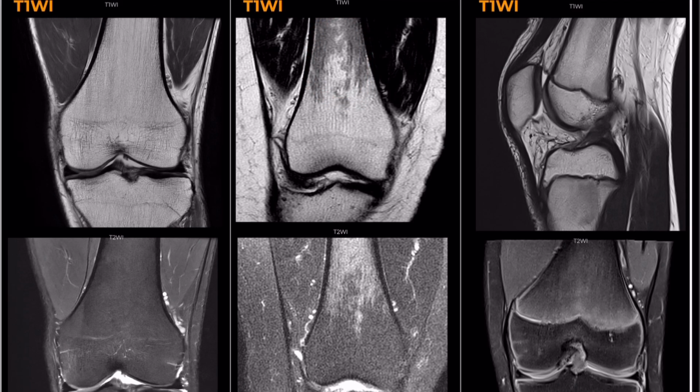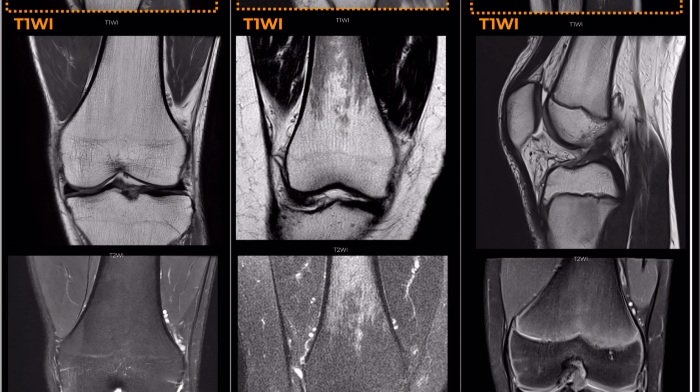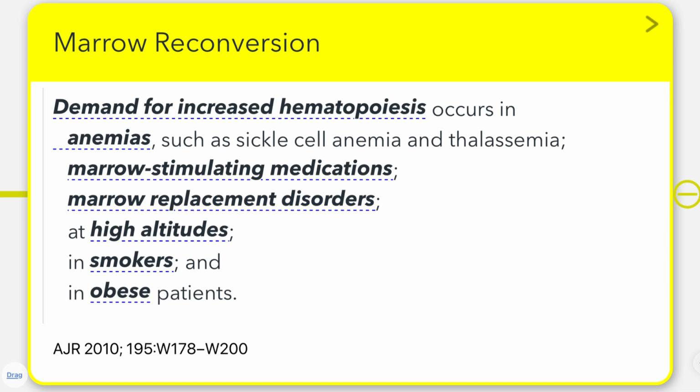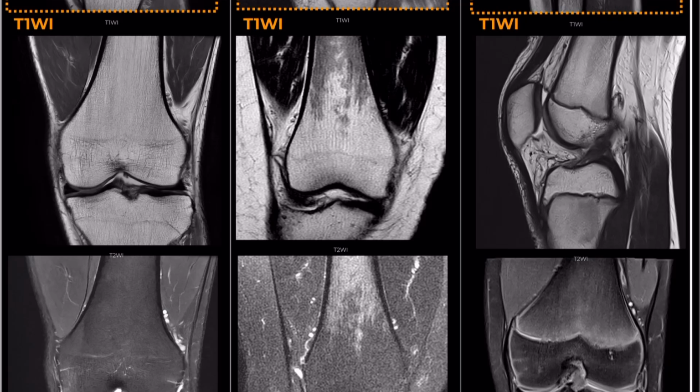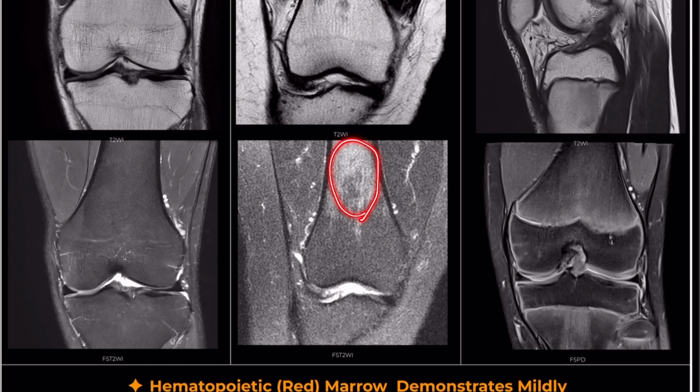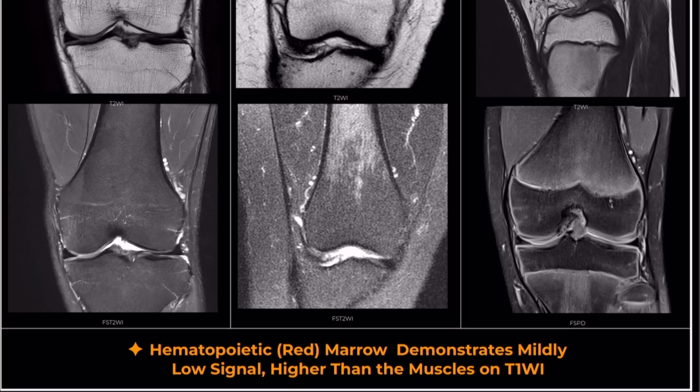It's crucial to distinguish this from infiltrative processes like leukemia or lymphoma. Remember, red marrow typically doesn't show associated cortical destruction or soft tissue mass. However, I must emphasize that differentiation from malignancy can be challenging in cases of profound red marrow reconversion.